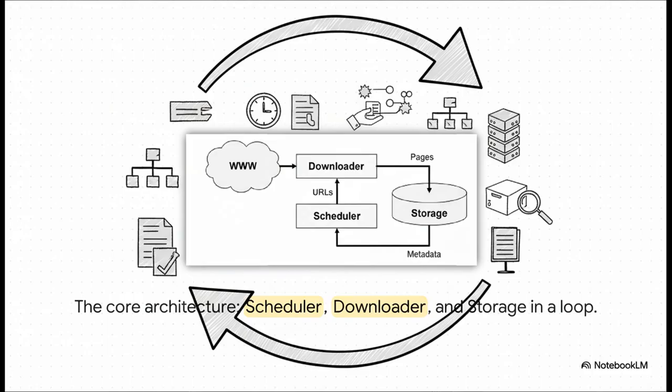It all starts with a scheduler. Think of it as the boss, making a list of URLs to visit. That list goes over to the downloader, which is the worker that goes out and grabs those web pages. And then those pages get sent to storage. That's where they get analyzed, and this is the key part: new information gets sent right back to the scheduler. It's a cycle that just keeps going. So let's break down each of those pieces.